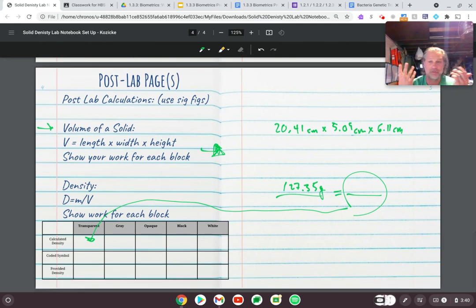For your lab today, as soon as you're finished, close up your book and hand it in. That's what I need you to do.